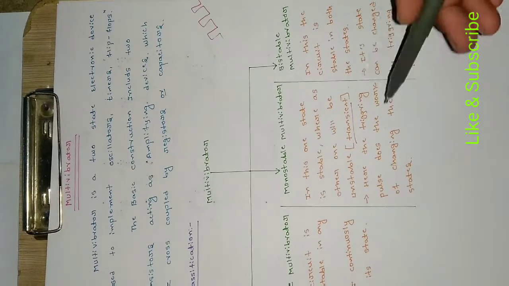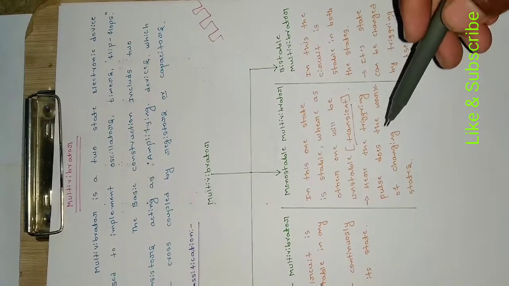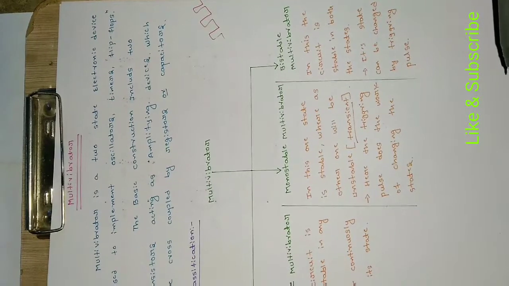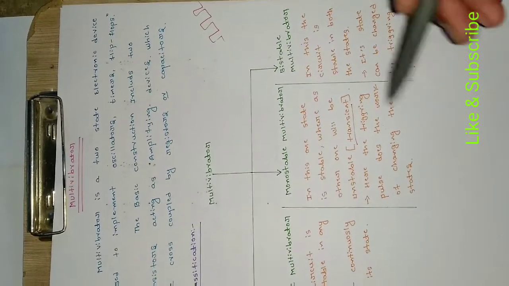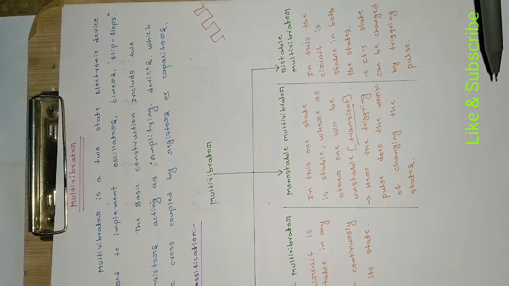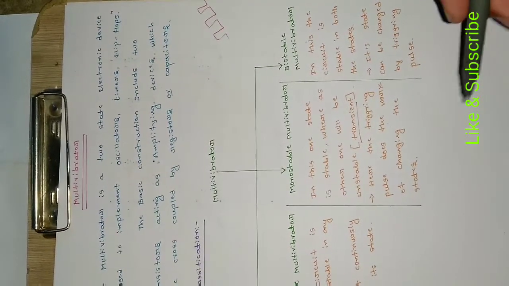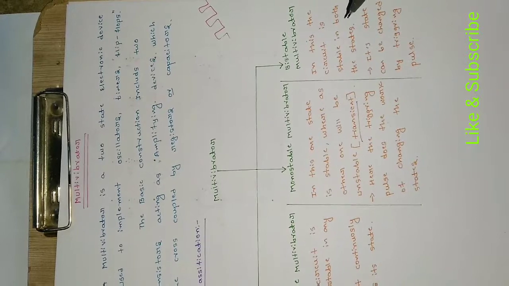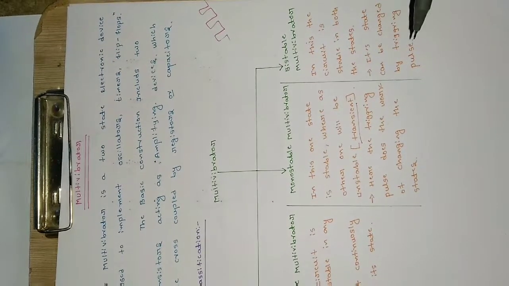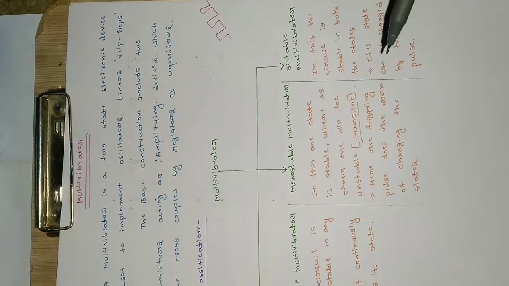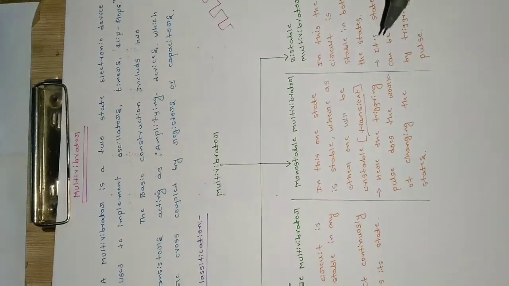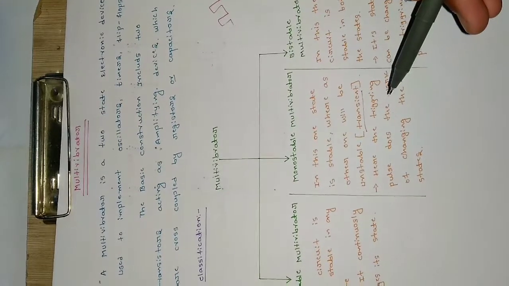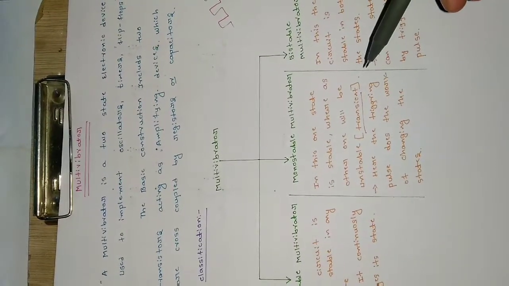This has got two stable states. Here the triggering pulse does the work of changing the state. How does the state of this multivibrator change? It is done with the help of a triggering pulse. It will change the output of the multivibrator, either high to low or low to high. High is one stable state and low is the other stable state. Depending on the pulse or trigger which we apply, the output is going to change.